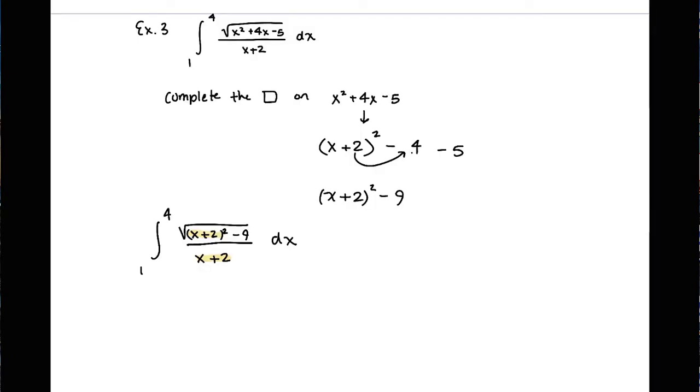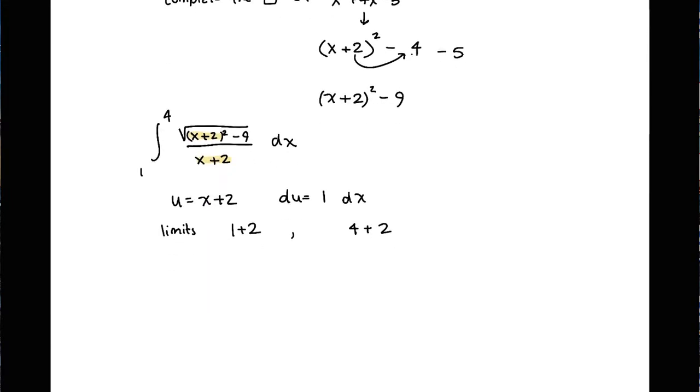So I'm going to just say, you know what? It would be easier if that wasn't x plus 2 squared, it would be easier for just like x squared. So I'm going to let my u equal x plus 2, and my du would then be 1 dx. Okay, if my u changes, my limits change. The limits become 1 plus 2 and 4 plus 2. So rewriting my integral, I have the integral from 3 to 6 of square root u squared minus 9 over u du. Okay, why would I do that?